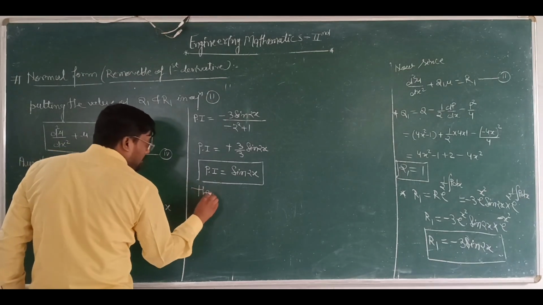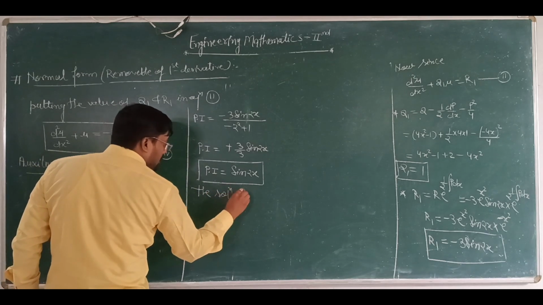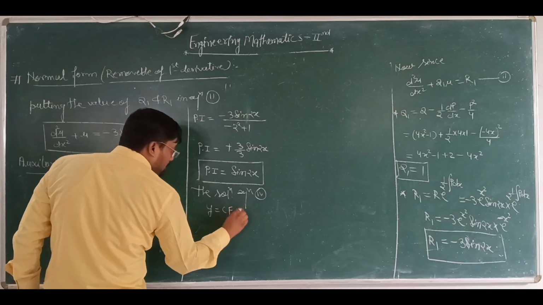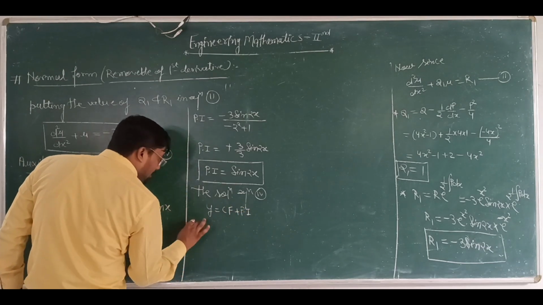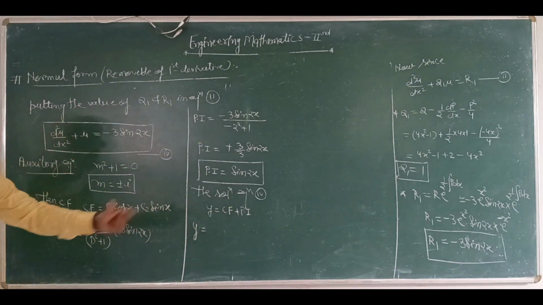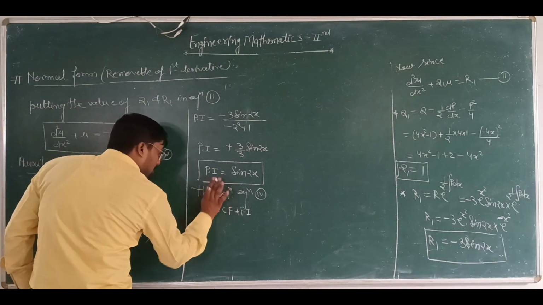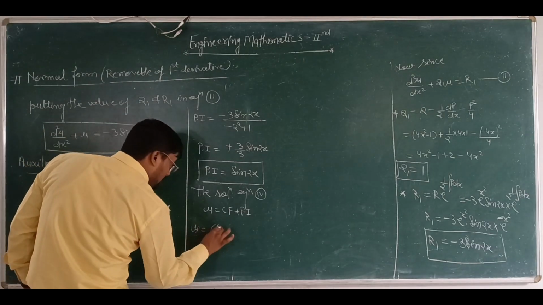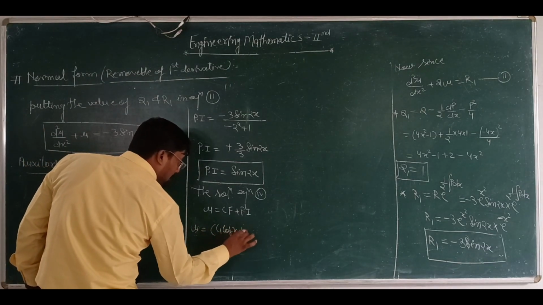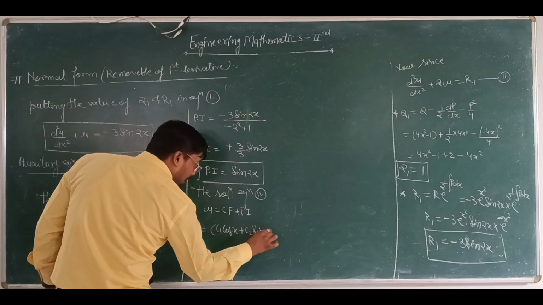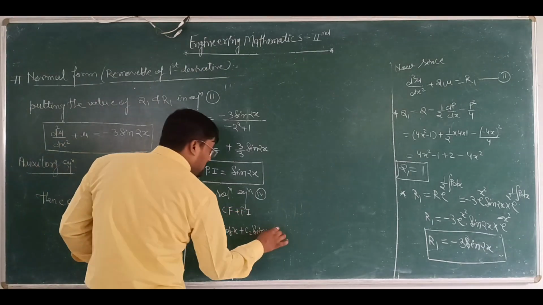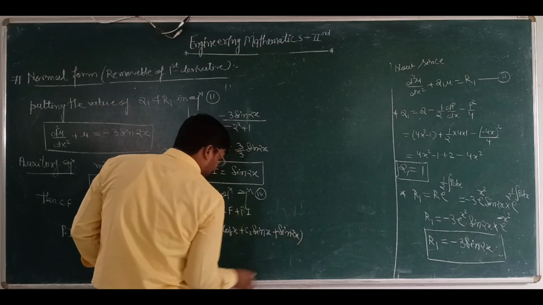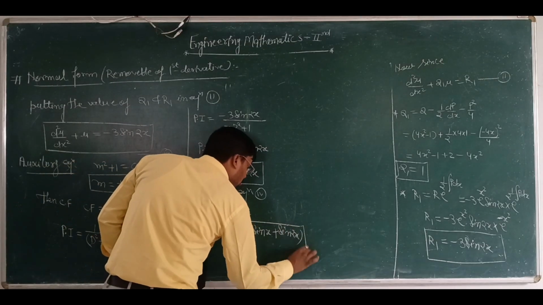The solution of equation 4, y is equal to CF + PI. Sorry, this is u, not y. So u is equal to CF, which is C1 cos x + C2 sin x, plus PI, which is sin 2x. This is the value of u.